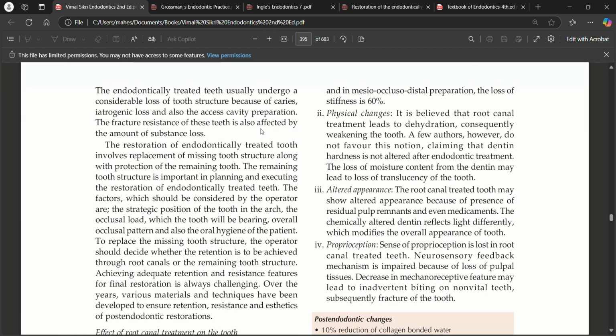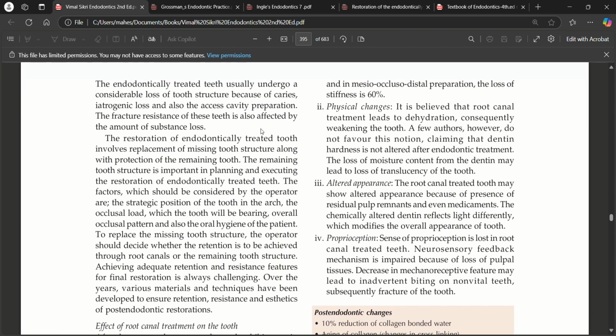The restoration of an endodontically treated tooth involves replacement of missing tooth structure along with protection of the remaining tooth. The remaining tooth structure is important in planning and executing the restoration. The factors which should be considered by the operator are the strategic position of the tooth in the arch, the occlusal load which the tooth will be bearing, the overall occlusal pattern, and also the oral hygiene of the patient.